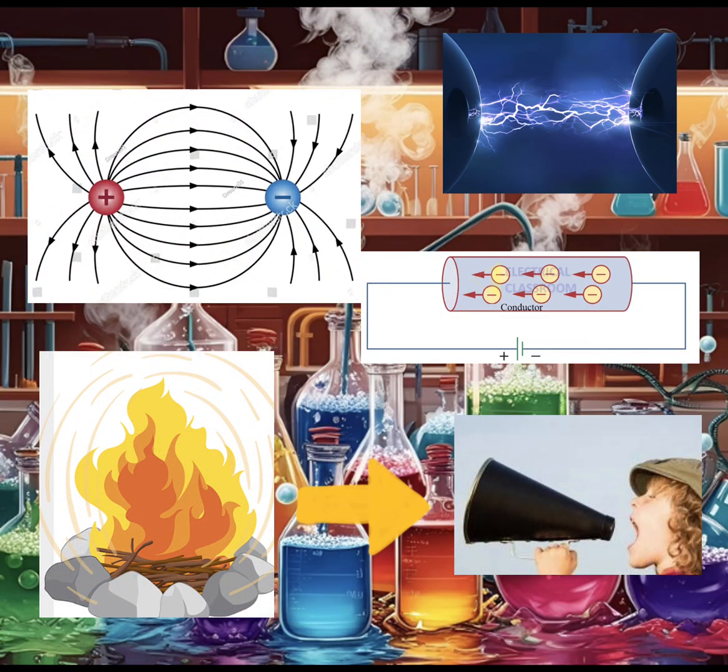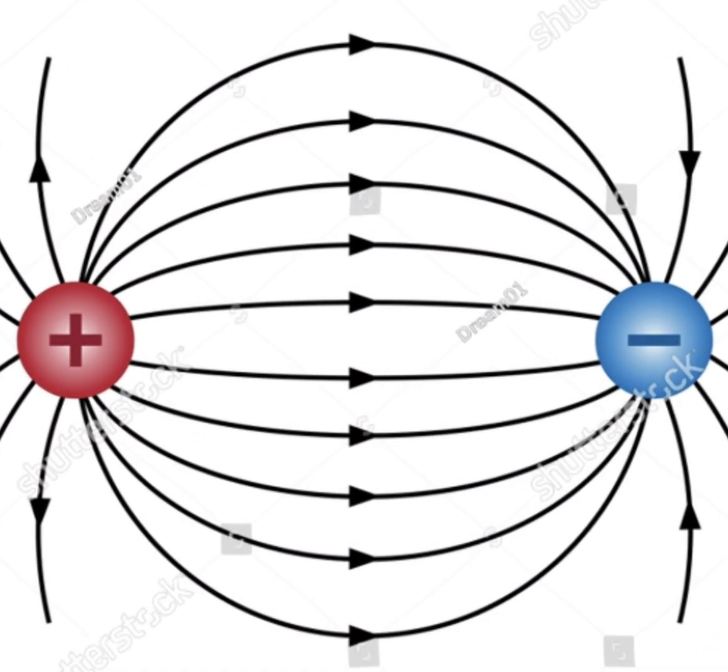Now let's continue with electric fields. The electric field is the region around an electrically charged particle that allows the particle to interact with other particles in that area by exerting force on them. Electric fields can be drawn through arrows that go from positive to negative charges.